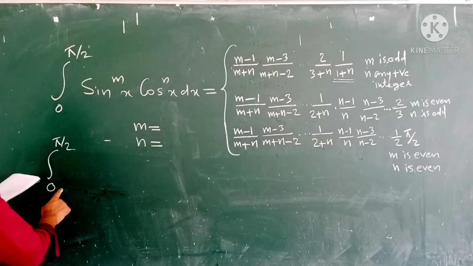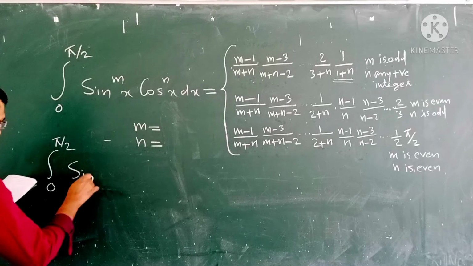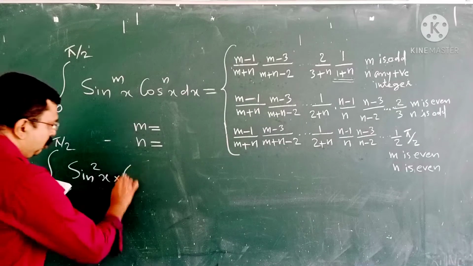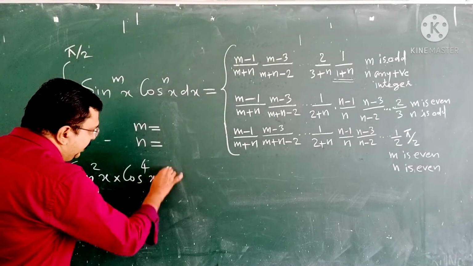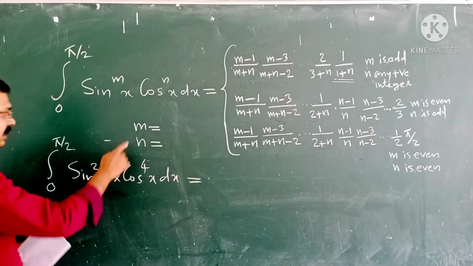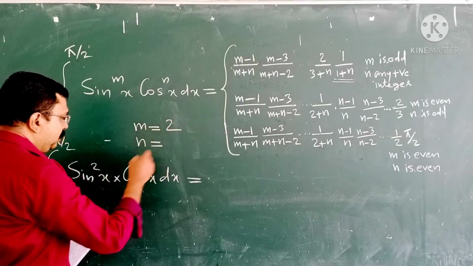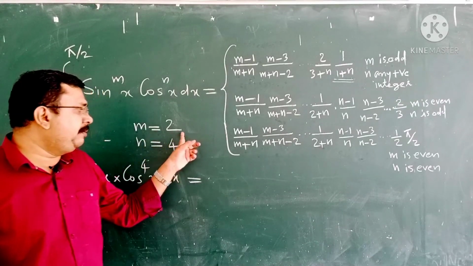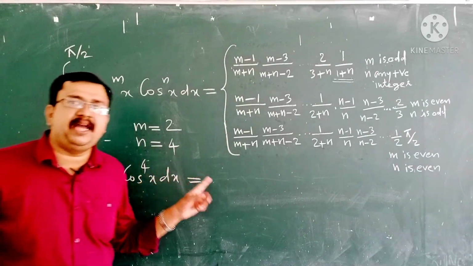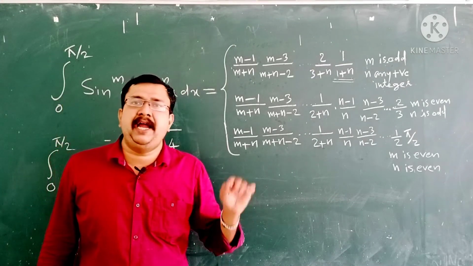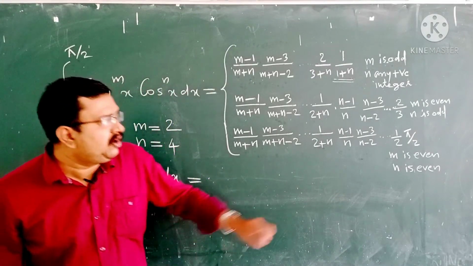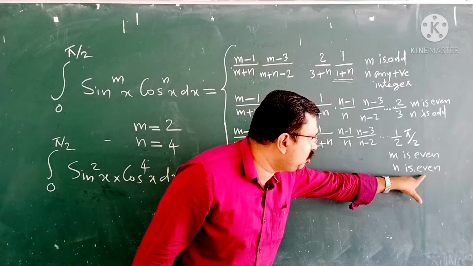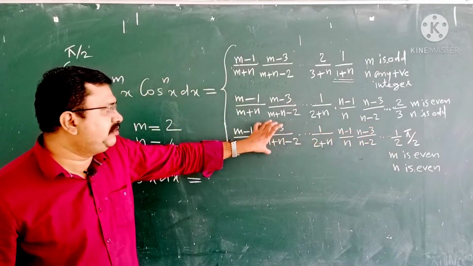Next question is 0 to pi by 2, sin square x into cos to the power 4x dx. Here m equal to 2, n equal to 4. That means m is an even number, n is also an even number. Both m and n are even numbers. Therefore, we may take the last result. Here m is even, n is also even. Therefore, we are applying this result.